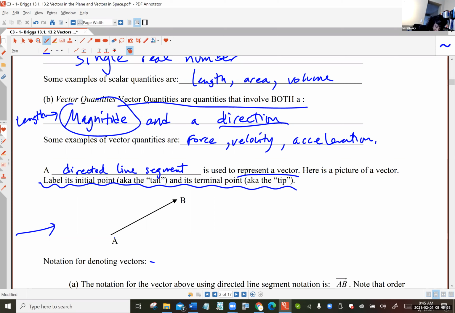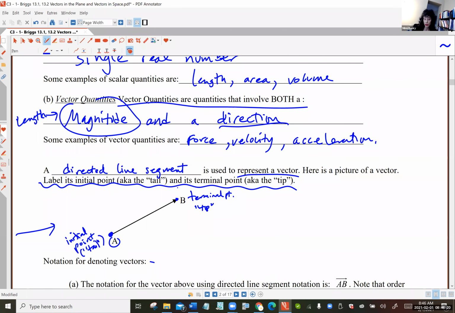So the A here, this point here, I'll put a little dot, is known as the initial point, which is also known as the tail. The B here, the tip of the arrow, if you will, is known as the terminal point, and that is known as the tip. So right there is the tip of your vector.